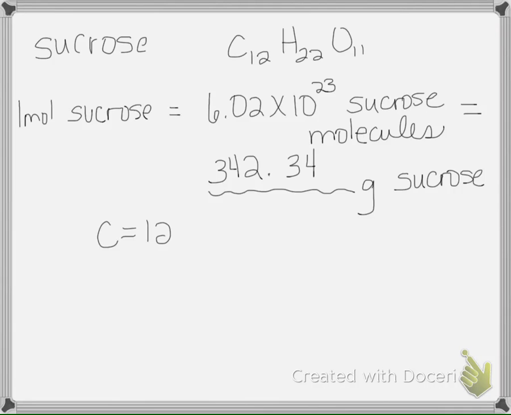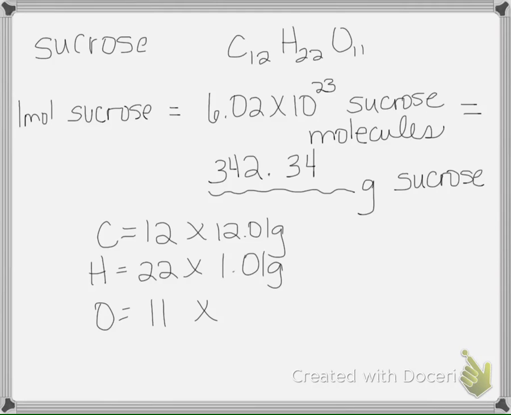Say 12 times 12.01. Right. There's 12 carbons in sucrose. Multiply that by 12.01 grams. That's 144.12. Okay. Say 22 times 1.01. And then 11 times 16. Yeah. Multiply all that together. Add them up. And I got 342.34 grams. Is everybody getting that? And everybody see where that number's coming from? So if I go back to the sucrose one, the sugar, a mole of sucrose, that many sucrose molecules, is 342.34 grams of sucrose.